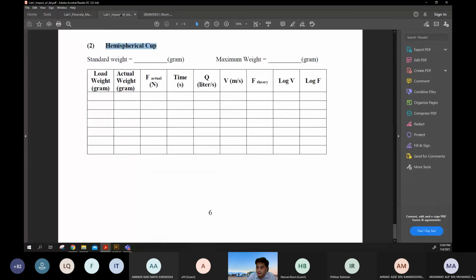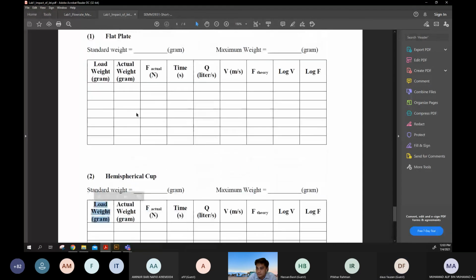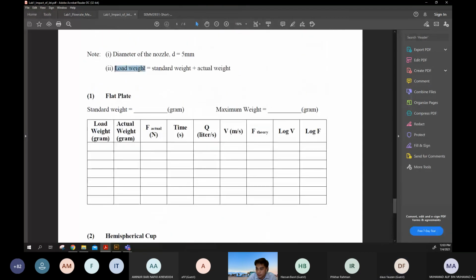Doctor, what is the difference between the load weight and the actual weight? Okay, basically the load weight, can you see here? The load weight formula is equal to the standard weight plus the actual weight that you need to combine. For the actual one, we give you the value. So that means this is a little bit higher compared to the actual weight. For the calculation, you use the actual weight.